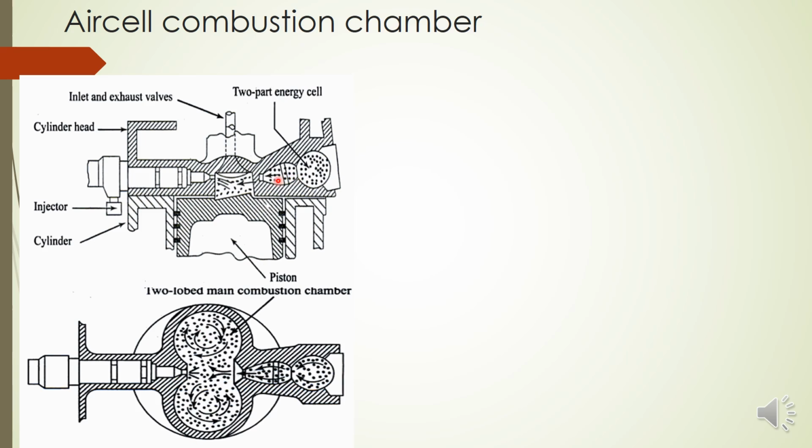And in addition to that, on the side of the cylinder head, we have a two-part energy cell. This is known as an energy cell or air cell, which also has two parts. This is the major cell, this is the minor cell. The fuel injector is in this direction, in the main combustion chamber. So this is the front view and top view of an energy cell or air cell type combustion chamber.